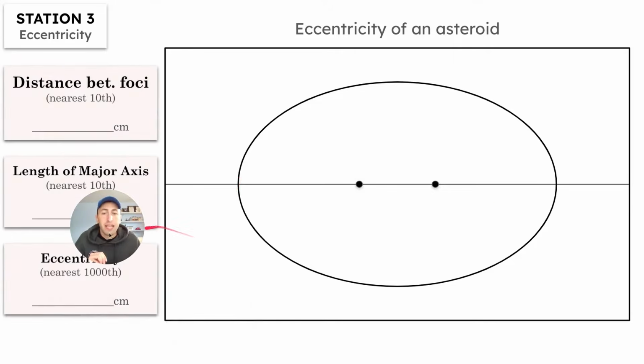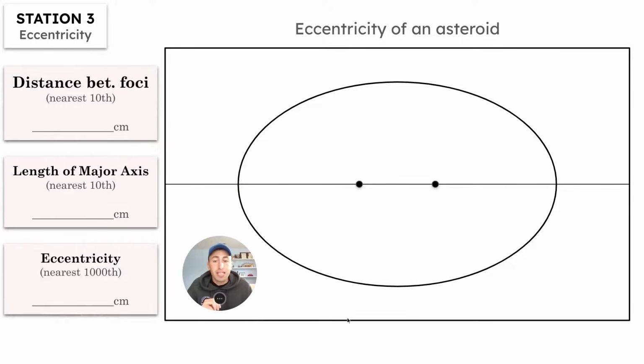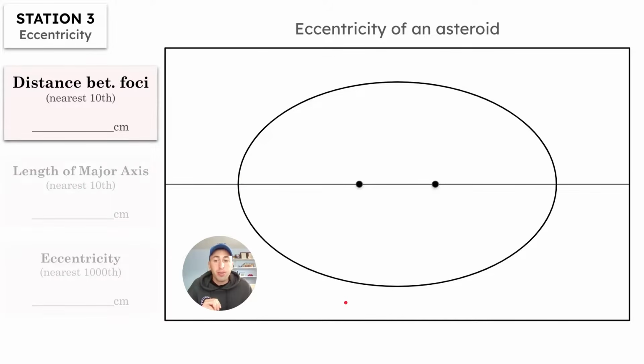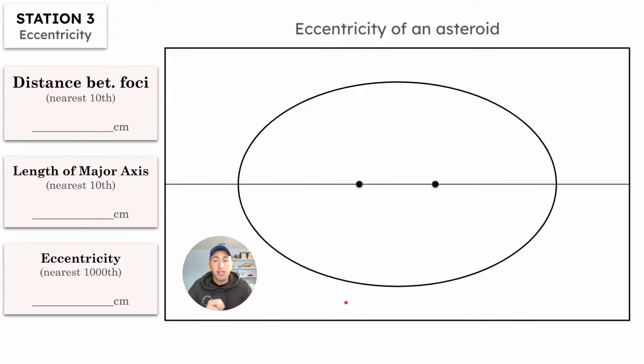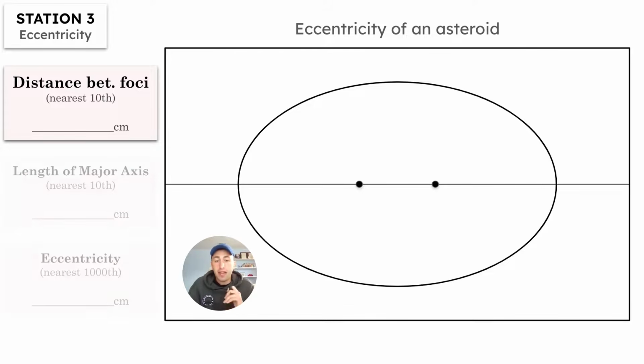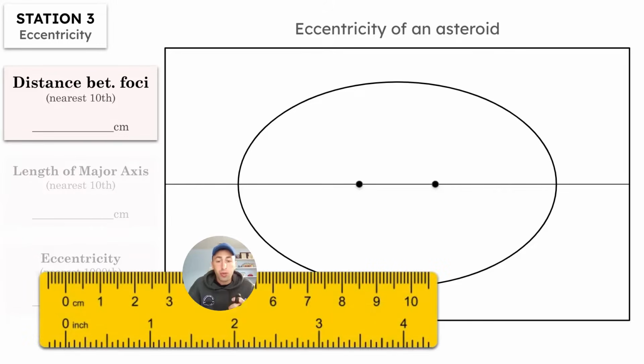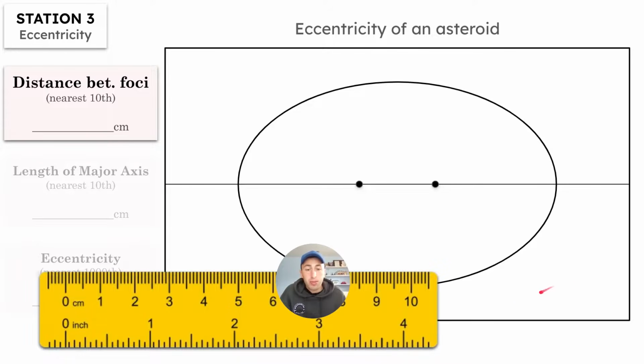Now you're going to have to find the eccentricity of that asteroid. So again, on the reference table, you were given how to find the eccentricity, which is the distance between the foci over the length of the major axis. So first you have to identify the distance between the foci, and you need to round to the nearest tenth. The way to do that, you are given a ruler. So here is a ruler, and you have to use the centimeter side of that ruler to find the distance between the 2 foci.